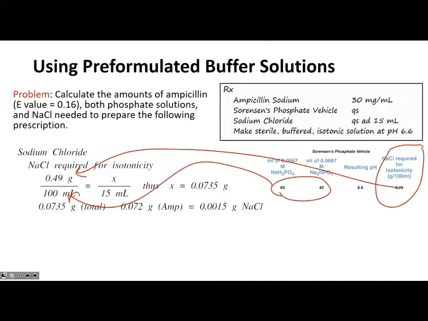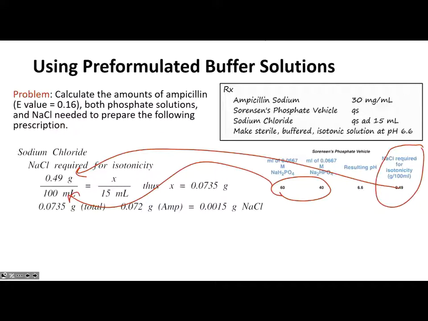Let's set that equal to X over the 15 that I'm compounding. If I solve for that, that will tell me the remaining amount of sodium chloride I still need to add to be able to make it isotonic. So by solving for X, I got 0.0735 grams of sodium chloride. So is that the amount of sodium chloride I'm going to add? Well, wait a minute. The only things in there are my 2 phosphate buffers, and I would still need that amount of sodium chloride, but aren't I adding some ampicillin?